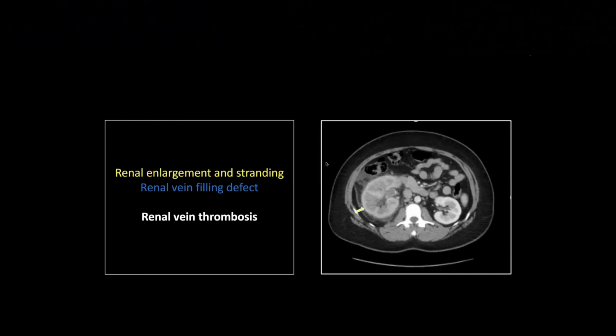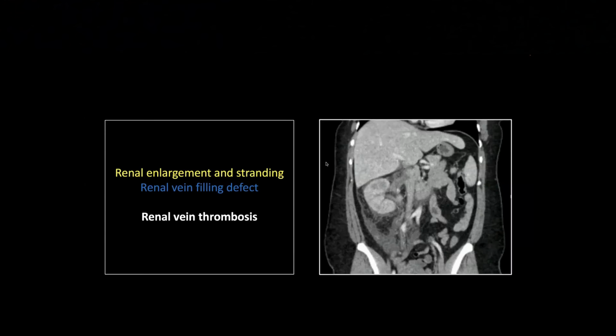So this, you can see the renal enlargement and stranding. It's clearly bigger, and the nephrogram is also delayed compared to that other side. You've got a very nice large filling defect right there in the left, or sorry, the right renal vein. You can see here it's kind of poking its nose into the IVC. There again is the renal enlargement and the filling defect in the right renal vein. You see how it's got a little nubbin sticking up there into the IVC.